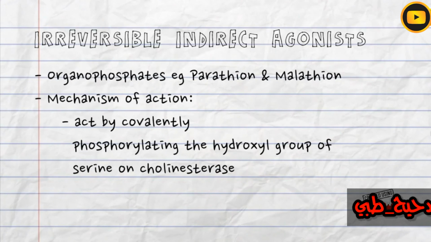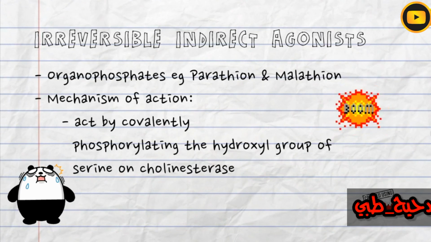For irreversible indirect agonists, they are usually organophosphates, for example, parathion and malathion. They are irreversible because they act by covalently phosphorylating the hydroxyl group of serine on cholinesterase, rendering it useless.